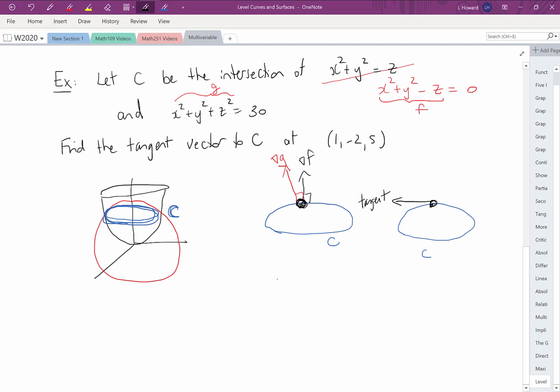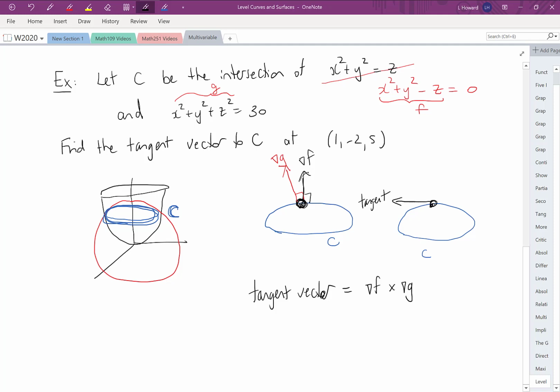So the way we're going to figure out the tangent vector is we know two directions that are perpendicular to that tangent vector. If we just take the cross product of those two directions, gradient of f crossed with gradient of g, that will give us a direction that is perpendicular to both gradient of f and gradient of g. In other words, that'll be our tangent vector.